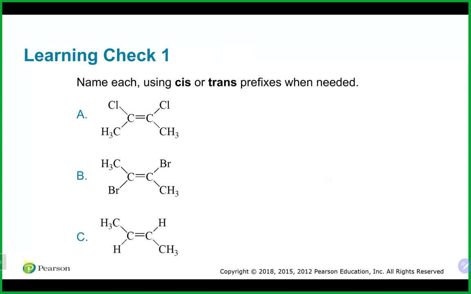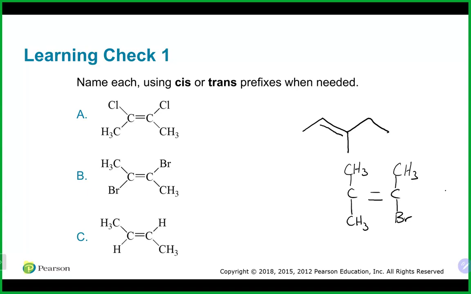All right, so for each of these, determine if they're cis or trans, and why don't you also name them all as well? Okay, let's take a look at the first one. If you're trying to figure out cis or trans, I would recommend isolating the double bond. Again, we do see some chlorines and we do see some methyls.